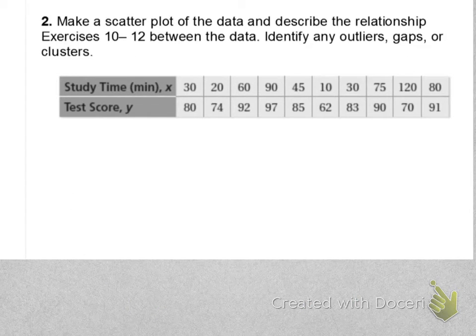Okay, you're going to make your own scatter plot on the graph paper that I'll hand out to you, and you're going to identify any outliers, gaps, or clusters in the data. You also need to find your range between your x values, so you know what to go across with your x on your x-axis, and you need to find your range in your y-axis to find out what you should label your numbers on your y-axis.